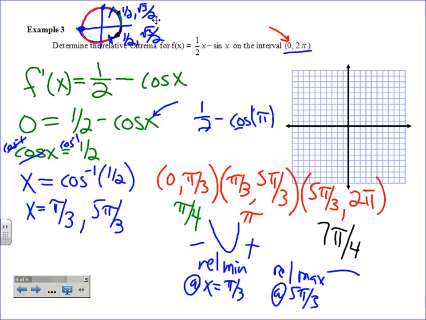Now, if I ask for a critical value, which is normally what I'll do, because let's face it, we can all substitute stuff back in and get a y value. All I want is the x, if I ask for just that. Yes? Question? Yeah.